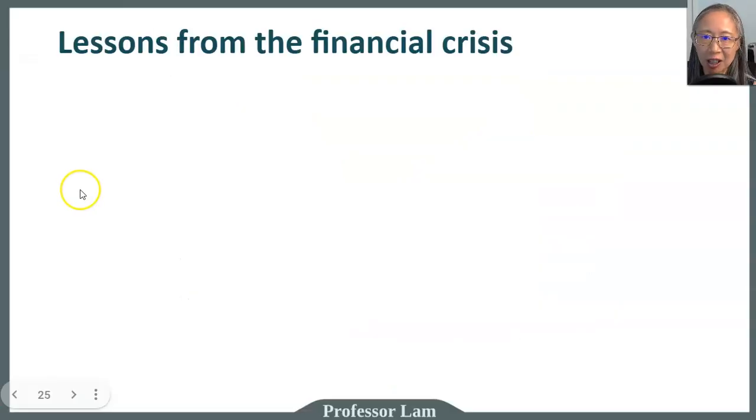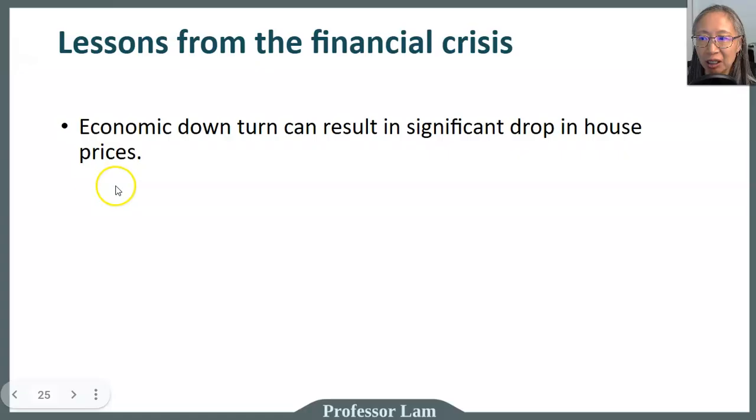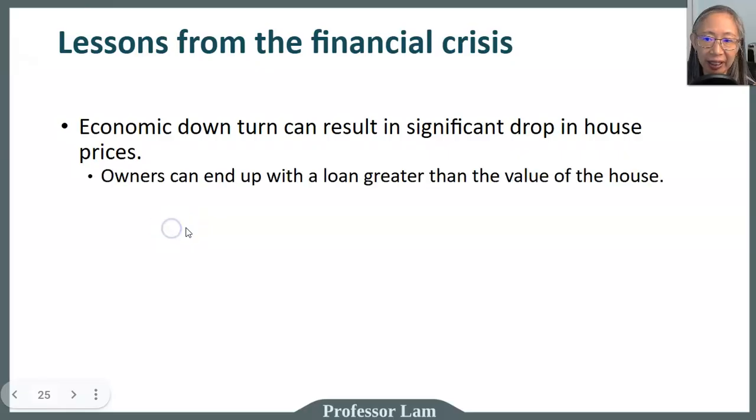crisis. The financial crisis of 2008 taught us a lot of important lessons about buying a home and mortgages. First is that during an economic downturn, house prices can drop significantly. And in that situation, if you take out a loan that has a very small down payment, you can end up having a loan greater than the value of the house. And that's sometimes referred to as upside down, just like a car loan, or underwater.